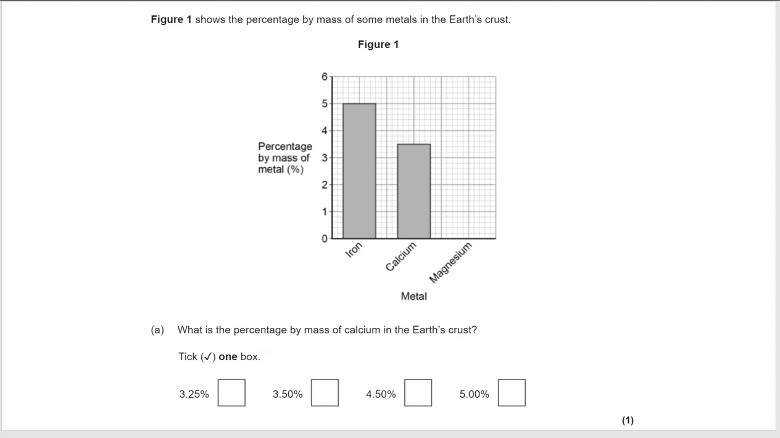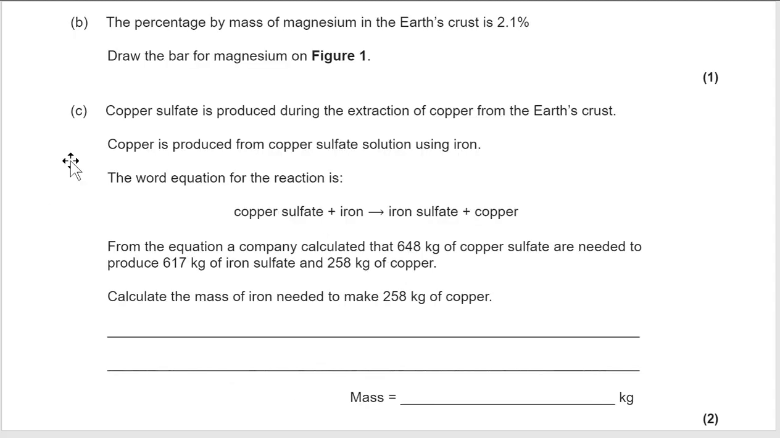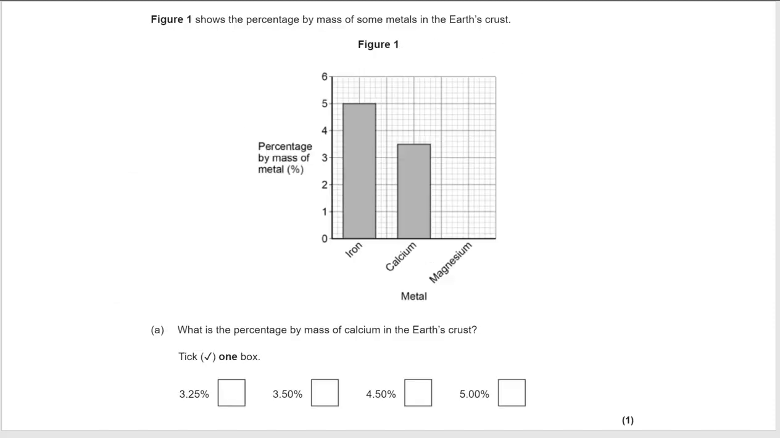So in the first instance, we have got to tick which one is percentage by mass of calcium in the Earth's crust. It is simply reading the graph. And we can see that it's at 3.5. I'm also going to jump across to part B, which asks you to add magnesium with the 2.1% percentage by mass. So we can see the 3.5 and we can see the 2.1 just here.